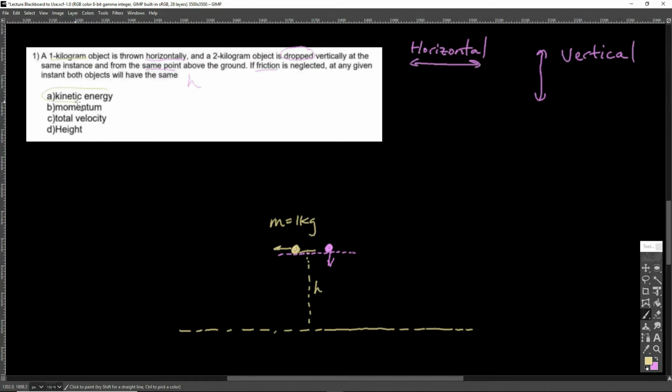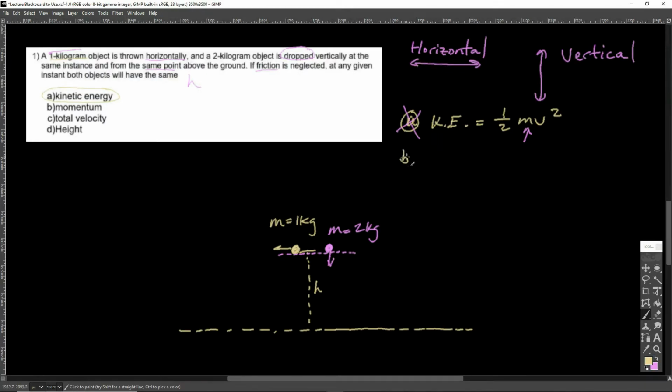Well, first of all, you and I have not talked about kinetic energy at all. Okay, so what was the first one? Kinetic energy. Kinetic energy is 1/2 mv squared. Now, you're not supposed to know that. One thing you are supposed to know is take a look at the masses. The mass of this was 1 kilogram. The mass of this object was 2 kilograms. So the kinetic energy of this ball will actually be twice as much because of that mass inside of the kinetic energy. So the kinetic energy of this purple ball will be twice as much as the kinetic energy for this one. So it's not A.